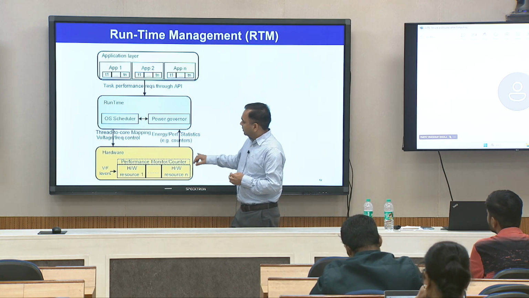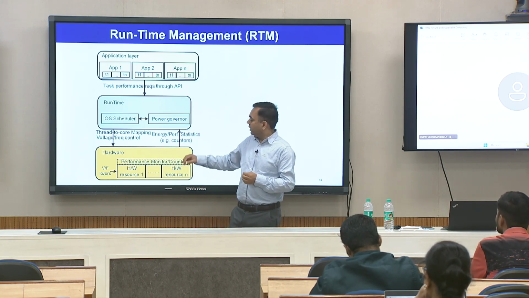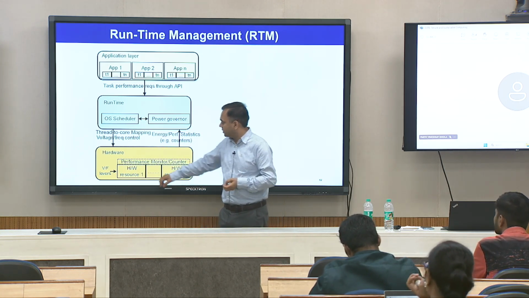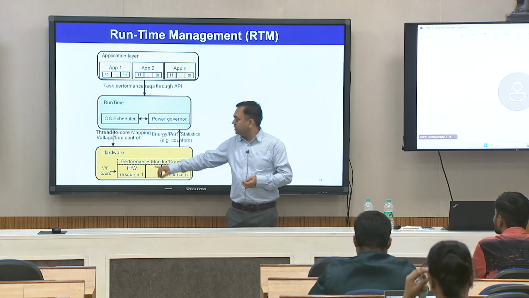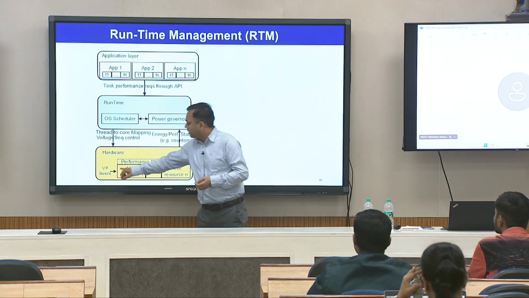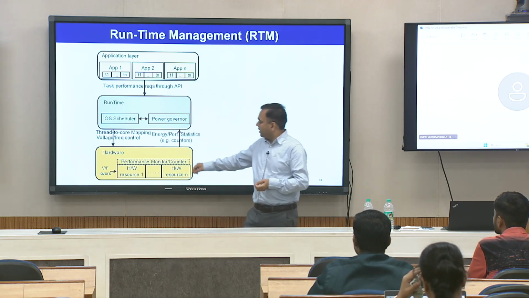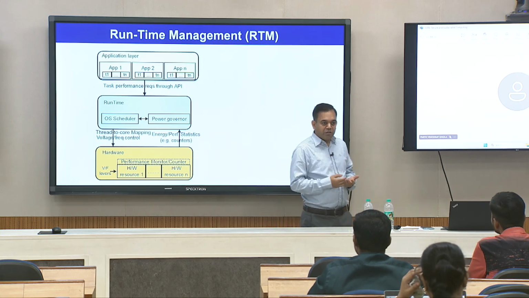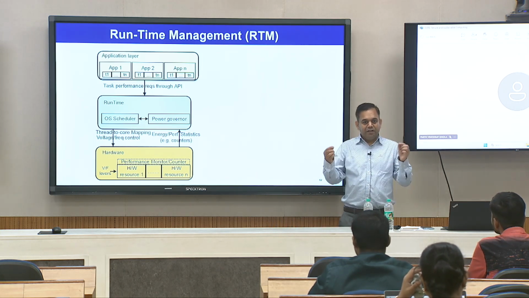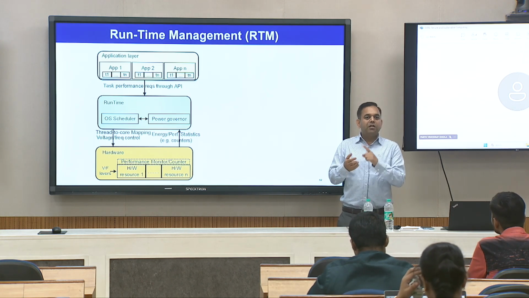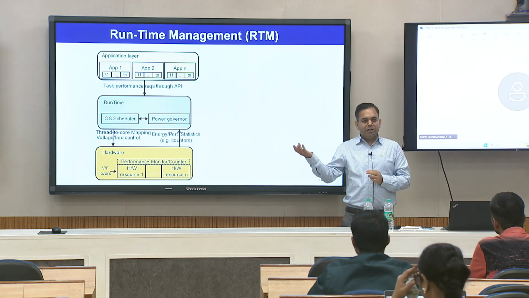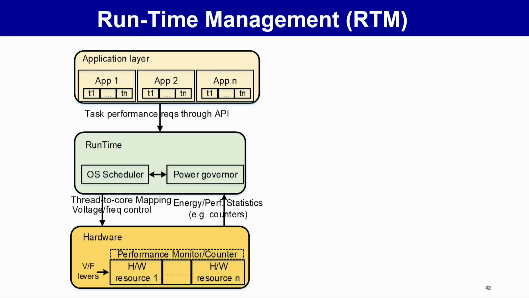So at the bottom there is the hardware. Again, we have seen some hardware. These are hardware resources, maybe some CPUs, some GPUs, and they also support some voltage frequency levels. And these hardwares also have something called performance monitoring counters. They have different registers, and different things are logged into them. You read them and then you find out how many instructions per second are being executed. Or sometimes there are sensors in them. You can get the power, you can get the temperature, all those kinds of things.